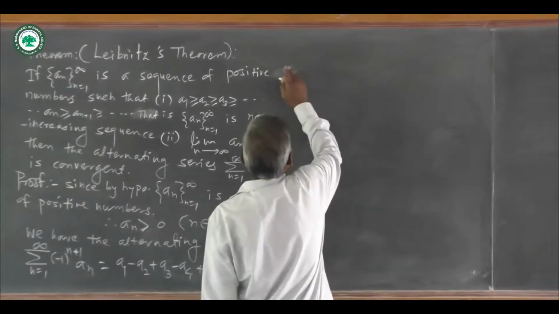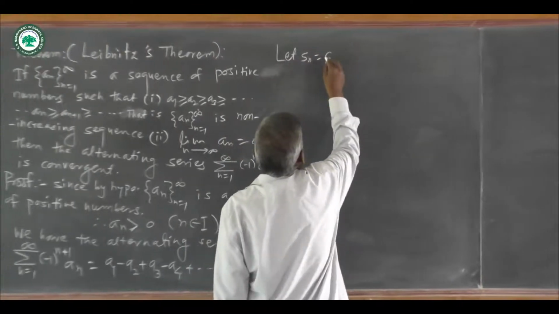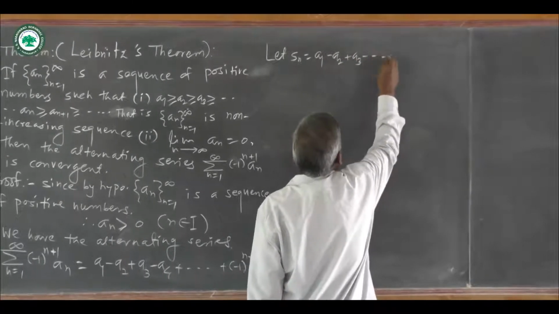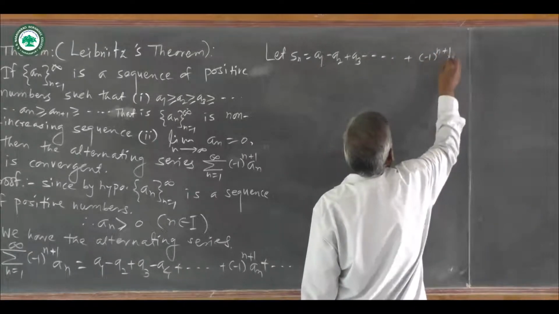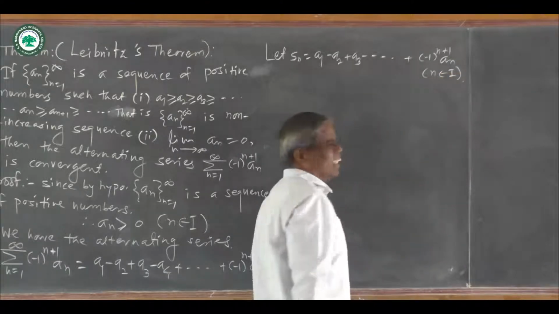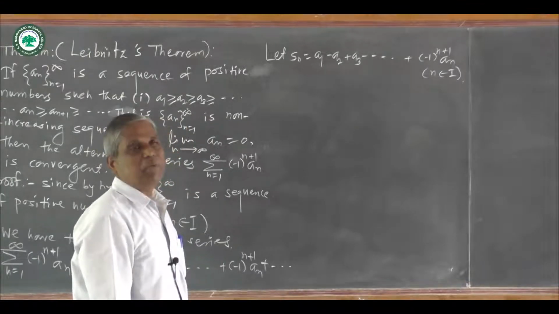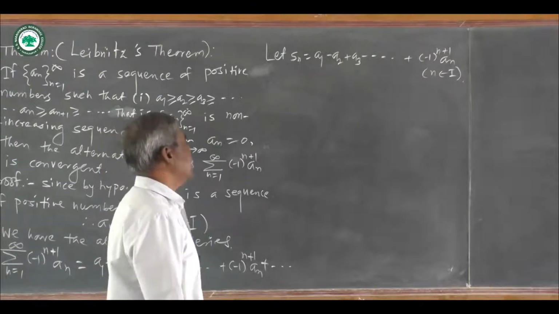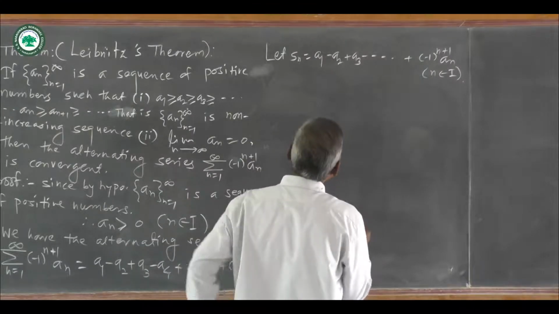Let S suffix n be equal to a1 minus a2 plus a3 minus and so on plus minus 1 raised to n plus 1 into an, for every n belongs to I. Sn is the partial sum of the series summation n equals 1 to infinity of minus 1 raised to n plus 1 into an.